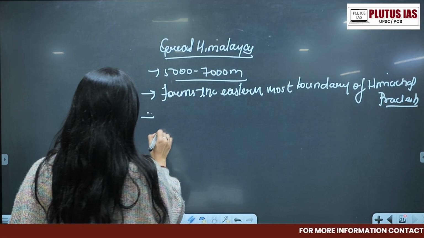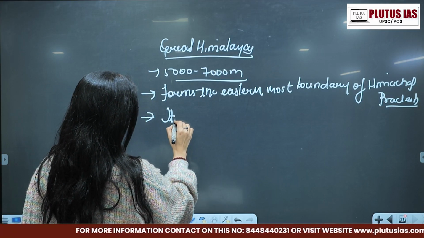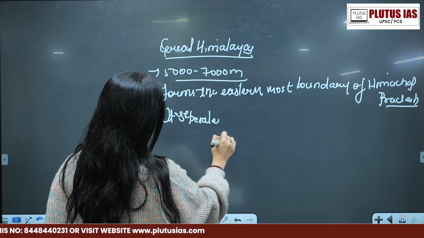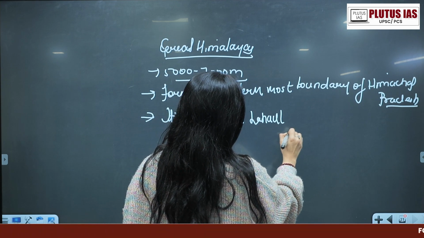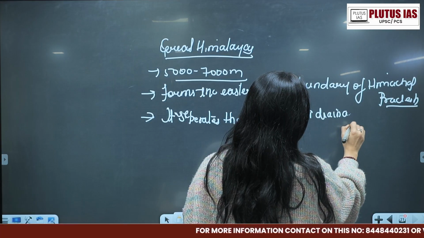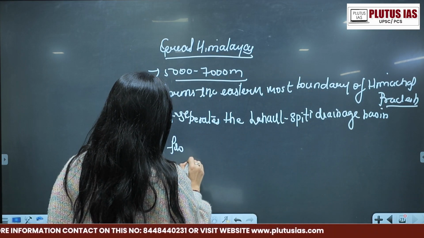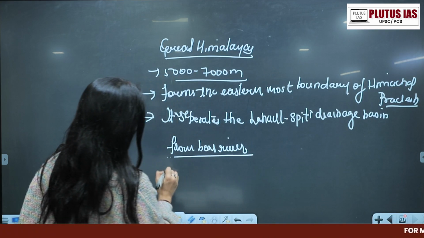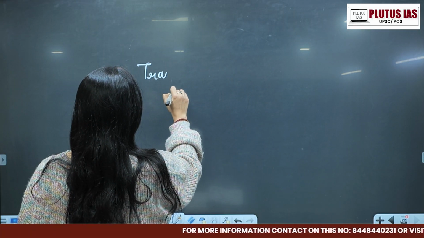Next, it is very important that this range in particular separates the Lahaul-Spiti drainage basin from the Beas River. Right, the next range that we have is the Trans-Himalayas.